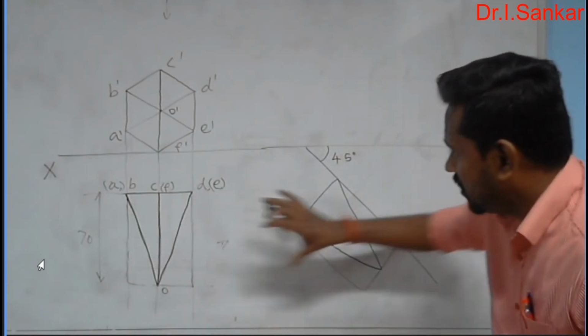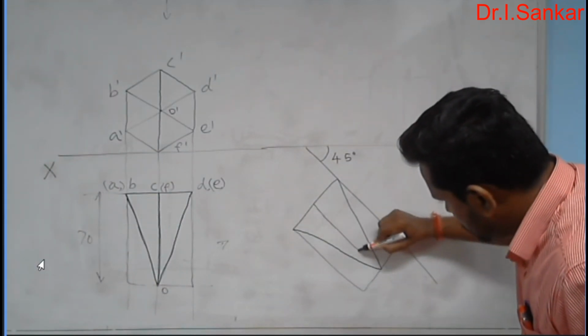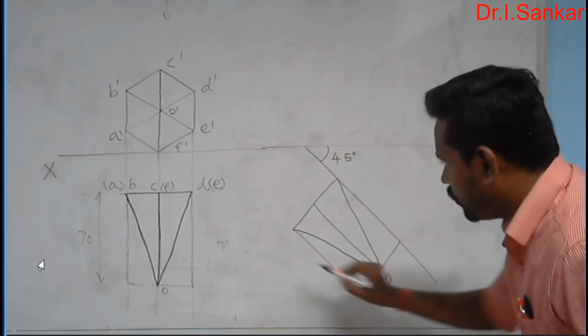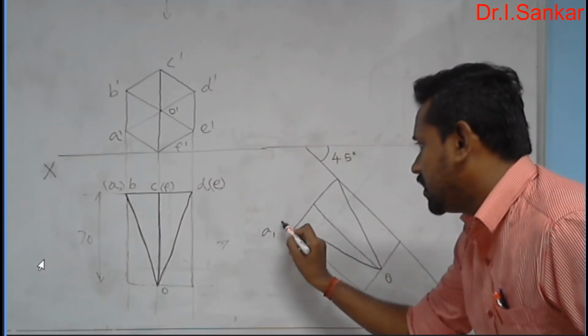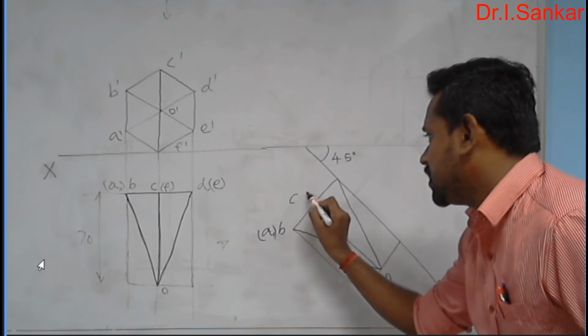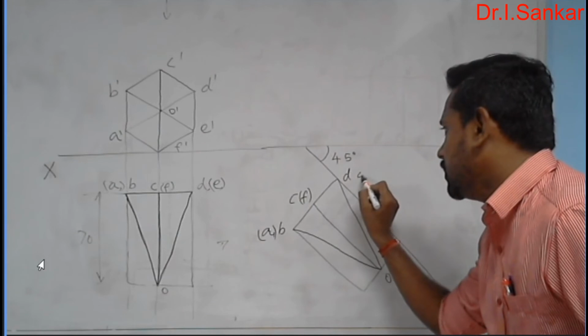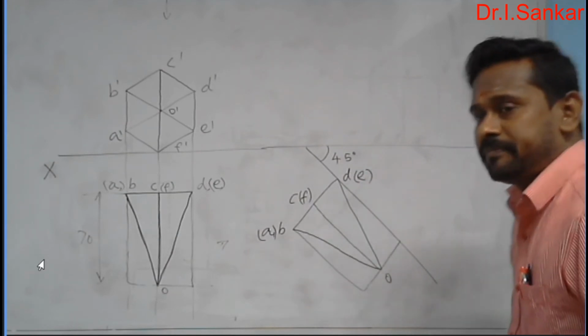I just redrawn this box here, and then I need to mark the corners. It is O, and here it is again A, B, and here C, F, and there D, E. Okay.